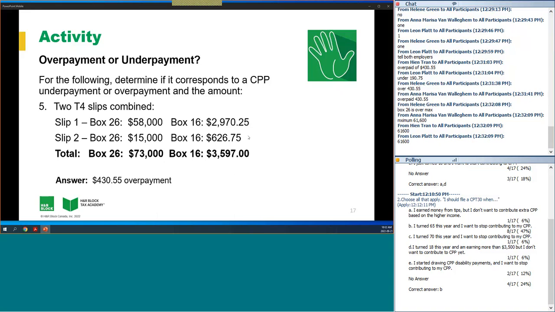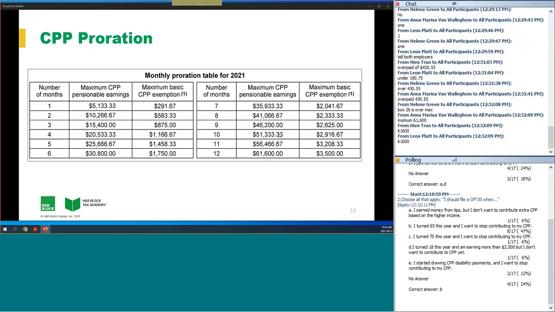Talk to the second employer and tell them how much money you're probably making on your first employer so that they can take less off. Good. We're going to do a little bit of proration, and then we're going to take a break.